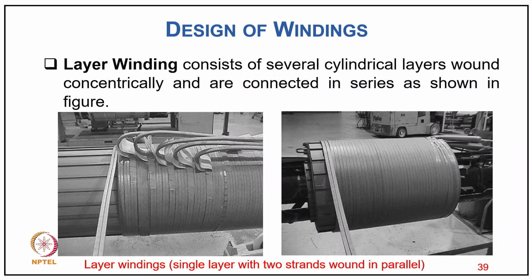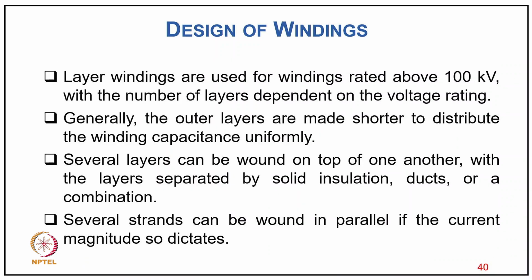As you can see, a single layer and two strands are wound in parallel on this transformer. Layer windings are used for windings rated above 100 kilovolt, with the number of layers dependent on the voltage rating, and generally the outer layers are made shorter to distribute the winding capacitance uniformly. Several layers can be wound on top of one another, with the layers separated by solid insulation ducts or a combination, and several strands can be wound in parallel if the current magnitude so dictates, meaning if the current is higher in the winding.